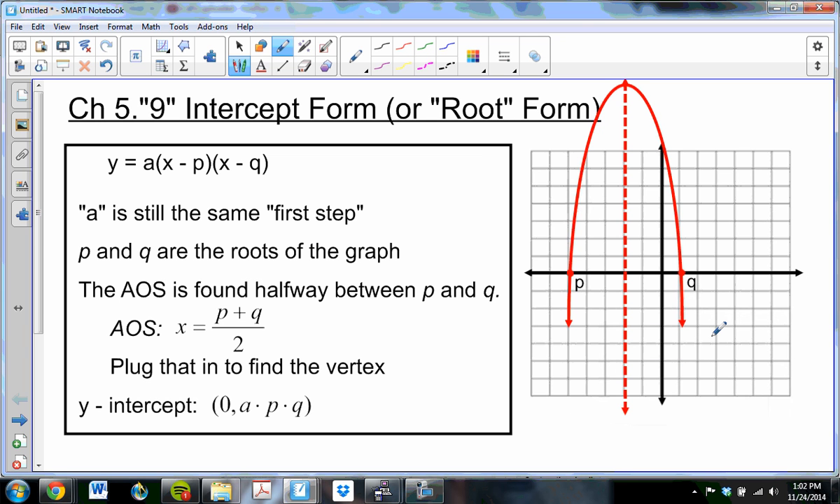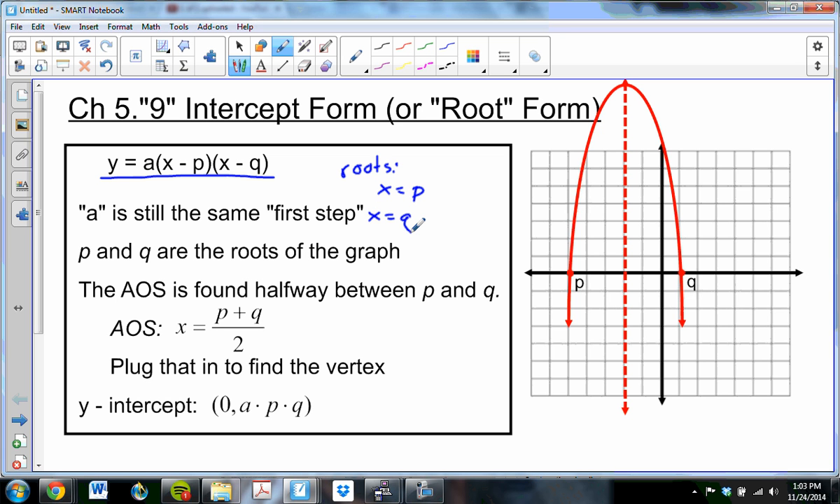Okay, this is 5.9. It's not really 5.9 because there's no actual section 5.9 in your book. But it's a topic I want to cover that's not in your book, so I'm just making up a new section. It's called the intercept form or the root form of a quadratic. It's basically given you a quadratic in factored form, or it's already been factored, which means that you have roots or intercepts at x equals p and at x equals q.